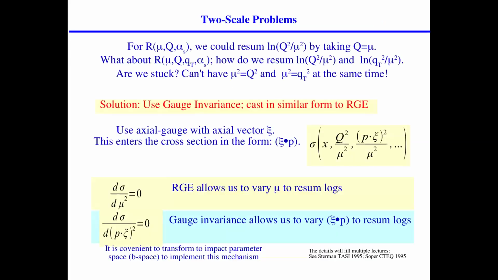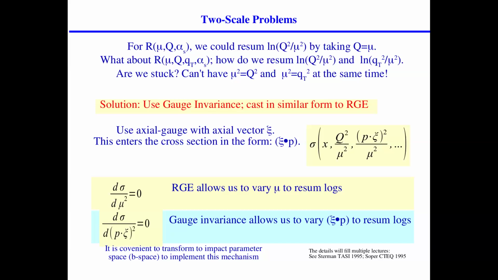But what about when I have more than 1 scale? If I have not just Q, but Q and QT, you can't do that, because you have logs of Q over mu and logs of QT over mu. Especially if they're very different, you can't knock off both of them at the same time.